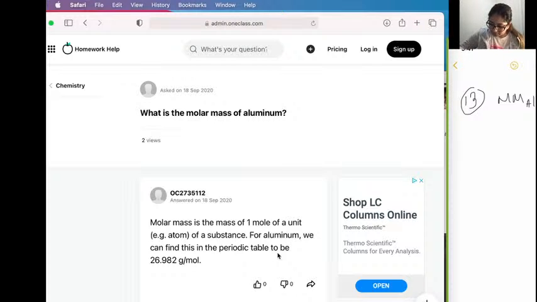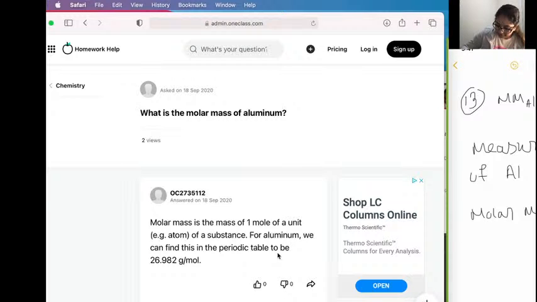When we're talking about molar mass, we're trying to measure or weigh 1 mole. So like 1 unit, 1 mole of aluminum in this case. Since they're just asking for aluminum, just what is the molar mass of aluminum by itself.